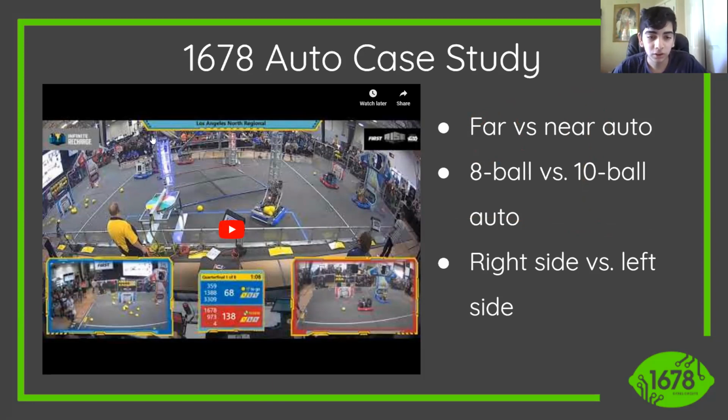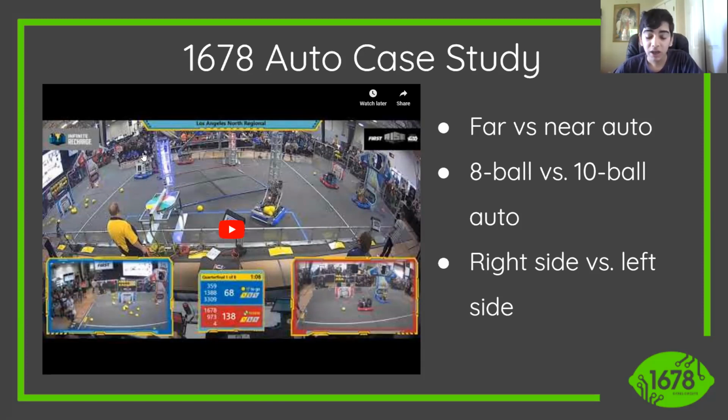the actual pillar here, right? Whereas the near side auto was basically where we scored from right in front of the goal. The reason we did this was to leave space directly in the center here. Because when you leave that space directly in the center, you allow movement for your alliance members.